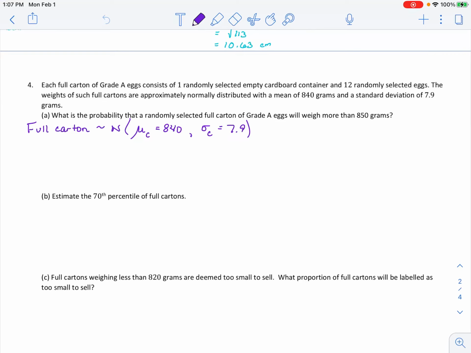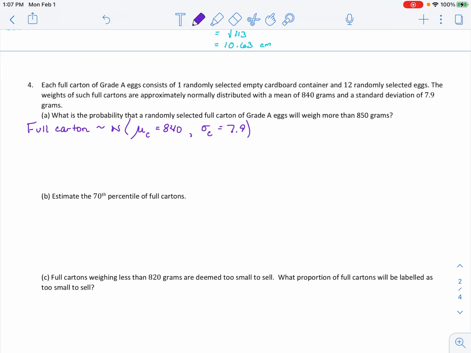So number 4 talks about these full cartons of eggs. One randomly selected cardboard container, 12 randomly selected eggs. The weights of such full cartons are approximately normally distributed. We have this mean and standard deviation, so that's all I've summarized here. A full carton is approximately normal, 840 and 7.9.